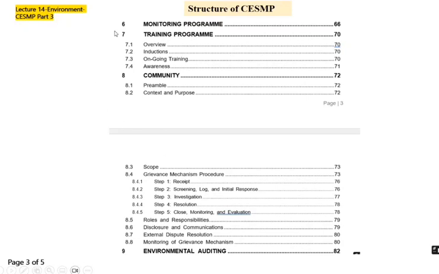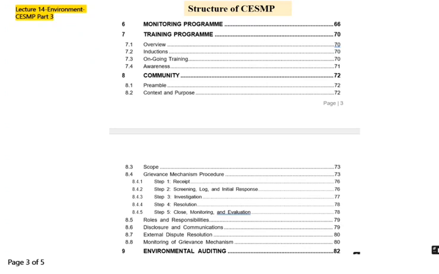In chapter number 6, we have the monitoring program. So we have the frequency of monitoring. For example, air monitoring: when we are going to monitor our air, on a weekly basis or daily basis, we have to specify the frequency. Then training program, we have to specify training metrics, that this type of training, as per scope of work, we will conduct. So you have to mention here the training plan or training metrics.